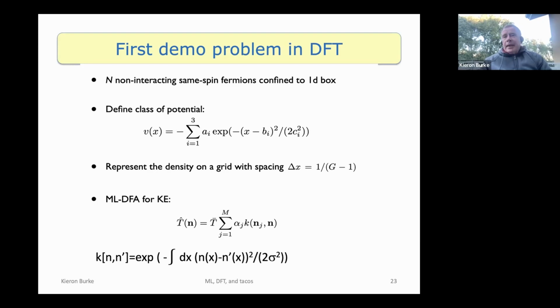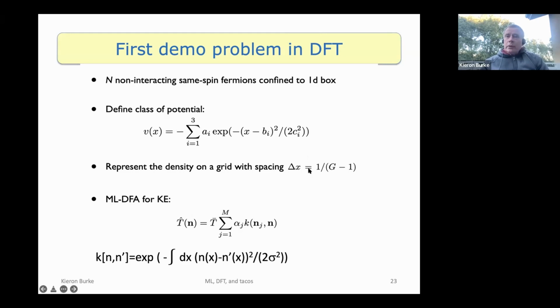So this was simply, can you use machine learning to find this kinetic energy functional? And all we did was put particles in a box. We put different potentials at the bottom of the box. It's one dimension, so it's trivial to do the quantum mechanics. And then given examples of densities and kinetic energies, could we learn the kinetic energy functional just for this situation?